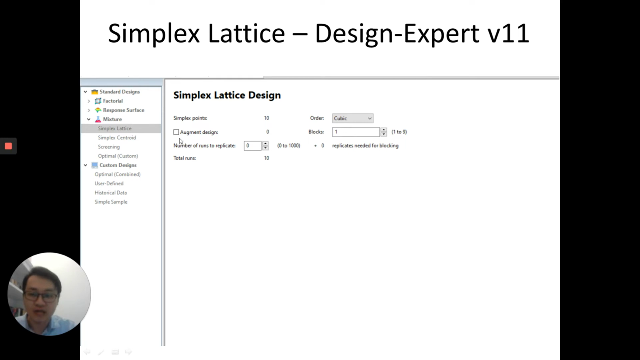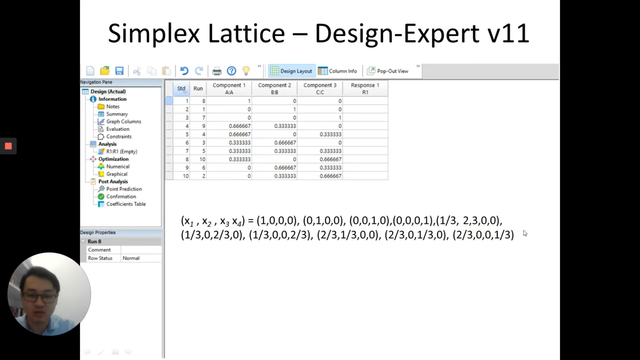So you untick the augment design and reduce the number of runs to replicate to 0. Then you will have 10 runs, which is similar to the one that we counted just now. So you have 4 proportions, which are 0, 0.33, 0.67, and 1. So these will be the experiment runs and the combinations if you choose P equal to 3 and N equal to 3.